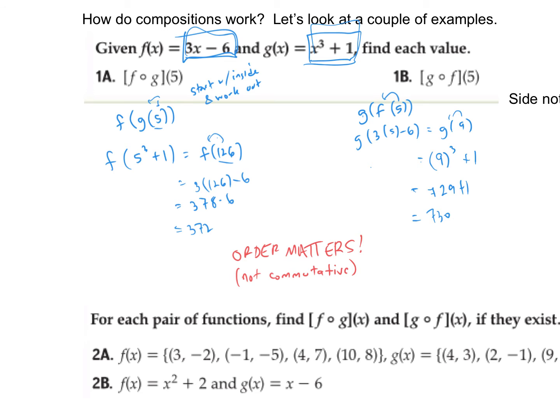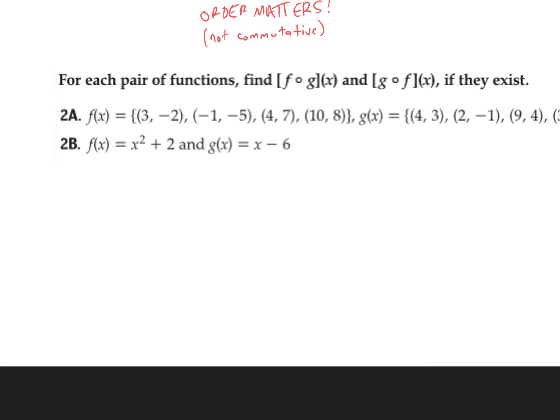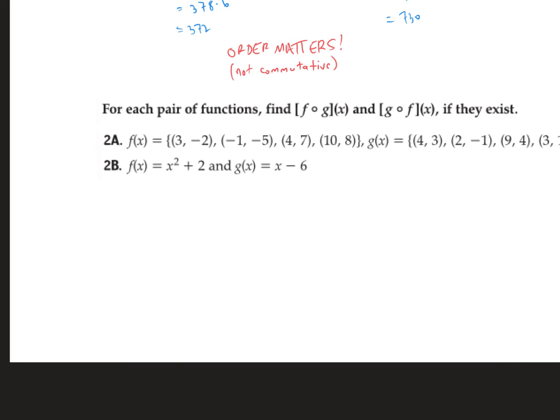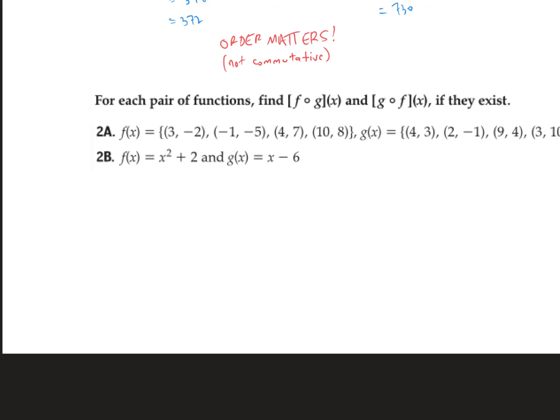So composition, basically, you start with a number on the inside, you plug it into this function first, and you take that result and you plug it into the previous function. So let's look at these examples down here at the bottom. So I'm going to find f of g of x and g of f of x. I'm going to do part B first because I think that's an easier one to understand.